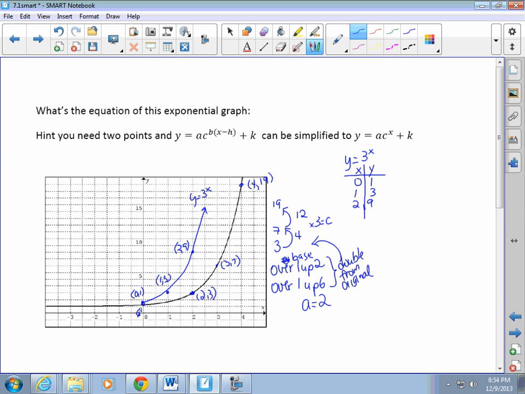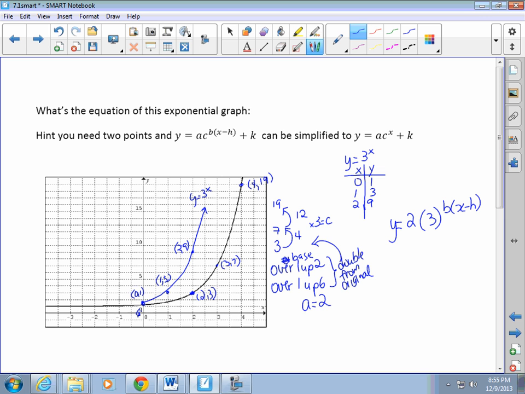I know what my A value is, and I know what my C value is. My equation right now would be y is equal to an A value of 2, my C value is 3. I don't know my b at this moment, and my x minus h, I don't know those.